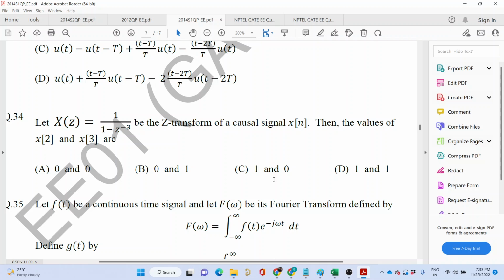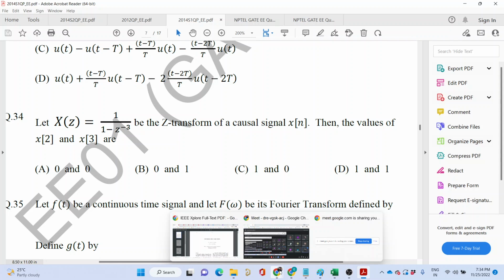So the option B, 0 and 1. Okay, who is that? I'm Akash. Okay.